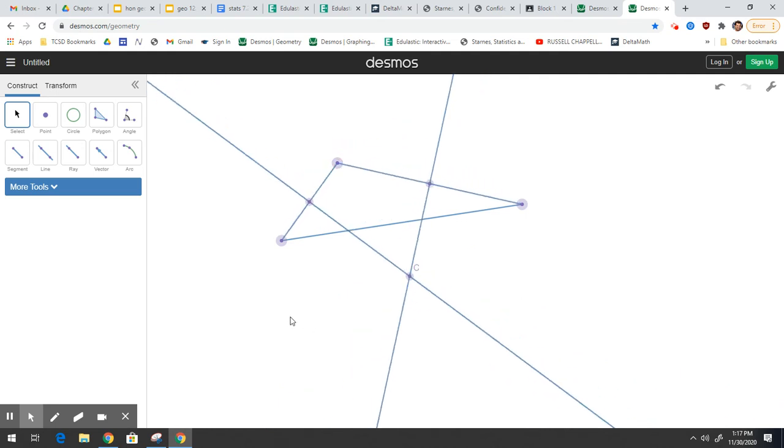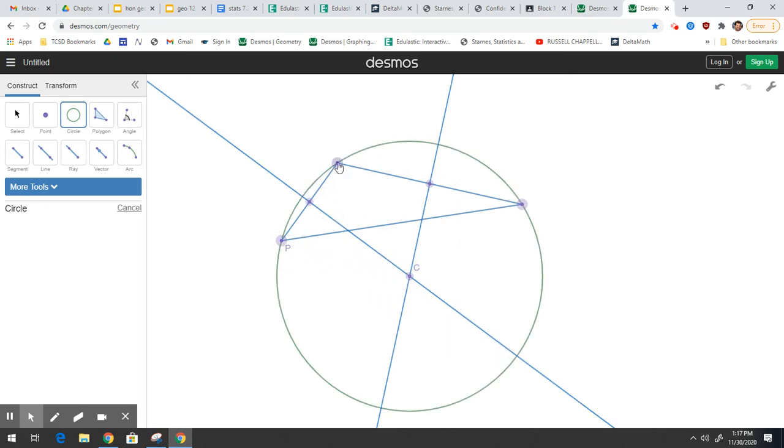So now to find this circumscribed circle, these three vertices are all going to be on the circle. So you can pick any vertex to call point P. I'm going to call that point P. And now CP is going to be my circle's radius. Grab the circle, center on C, in the radius on P, and notice that that circle goes through all three vertices.